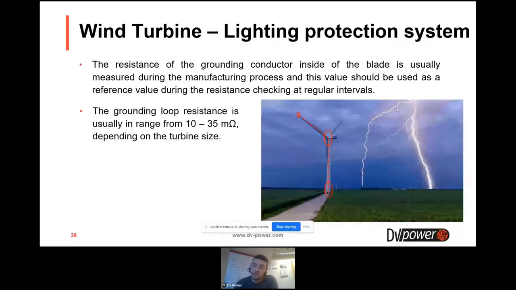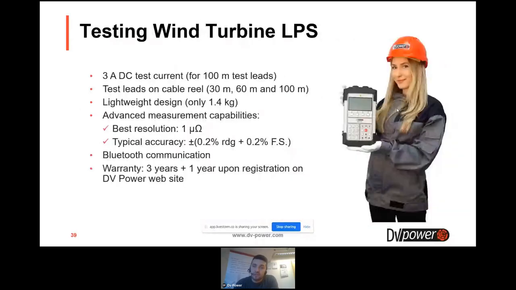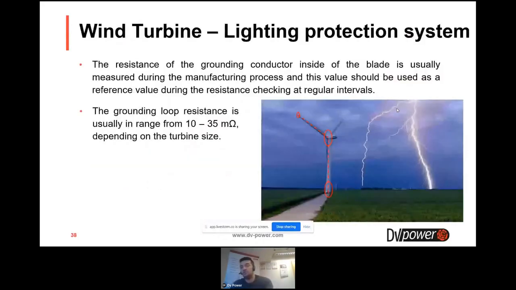But of course, it's an advantage if you can use, for example, 3 amperes, which is enabled with our EH device, which will soon be published on the market. It's a new release from DV Power, and it is of course provided with test leads which are 30 or 60 or 100 meters long, and they have great measurement capabilities and also Bluetooth communication. So the measurement principle is to measure first the resistance of this conductor from the blade tip to the blade root, and also, as I said, from the root to the tower base.